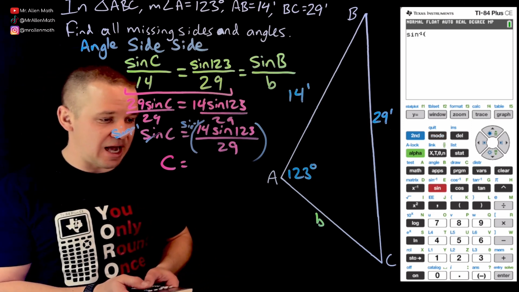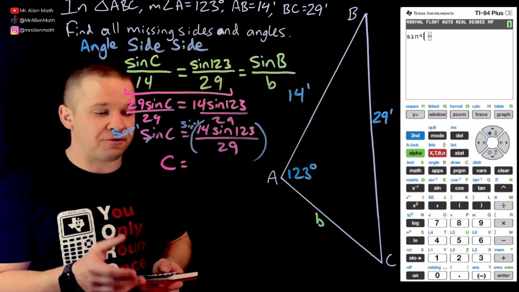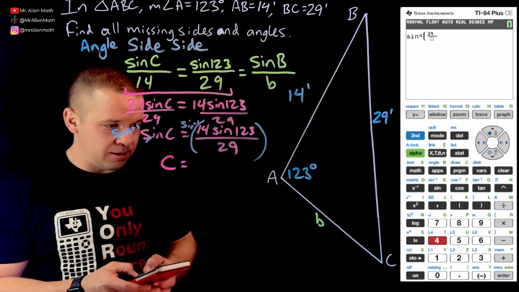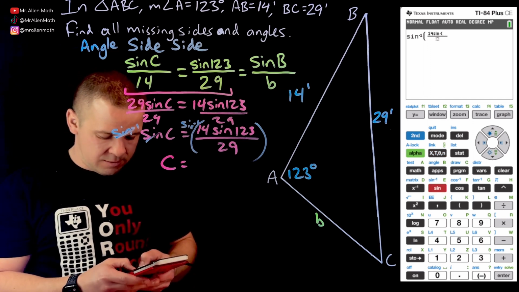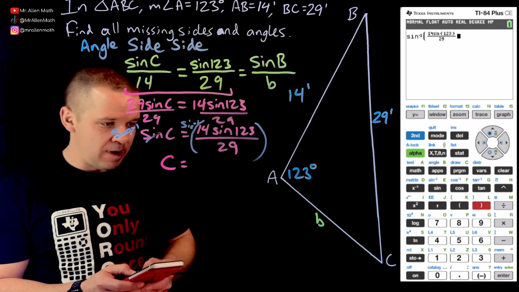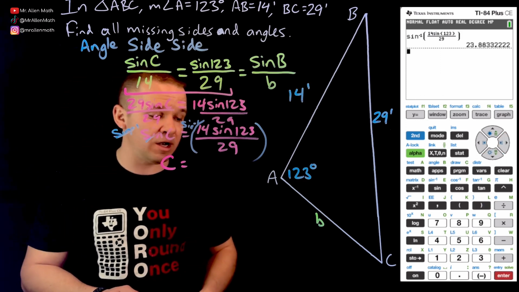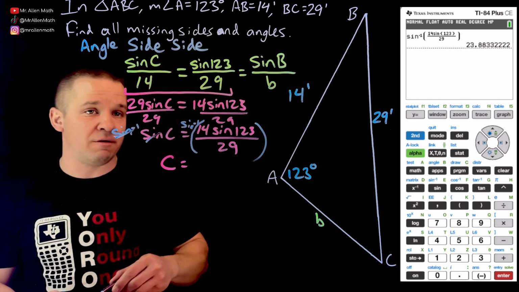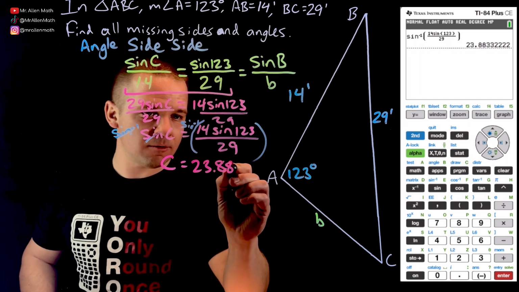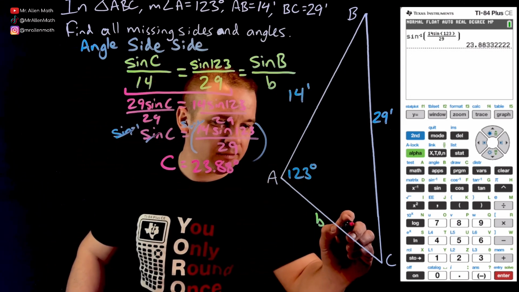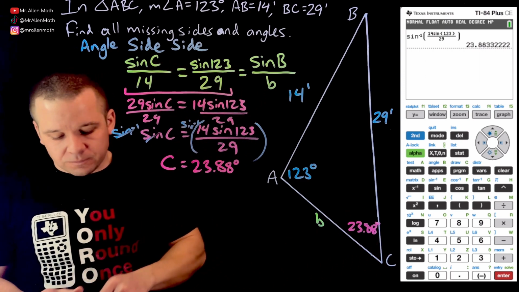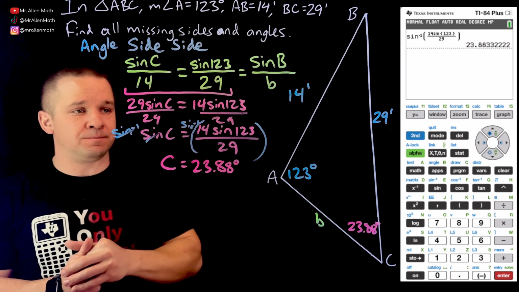Now I'm going to hit second sine for sine inverse, and then we'll do alpha x to get a fraction, or alpha y equals to get a fraction. And I'm going to type that whole mess in. We got 14 sine of 123, close your parentheses, down here, 29, arrow out, close them, hit enter, and I get 23.88. That's the measure of the angle, 23.883, so 23.88 degrees. There we go, 23.88 degrees.